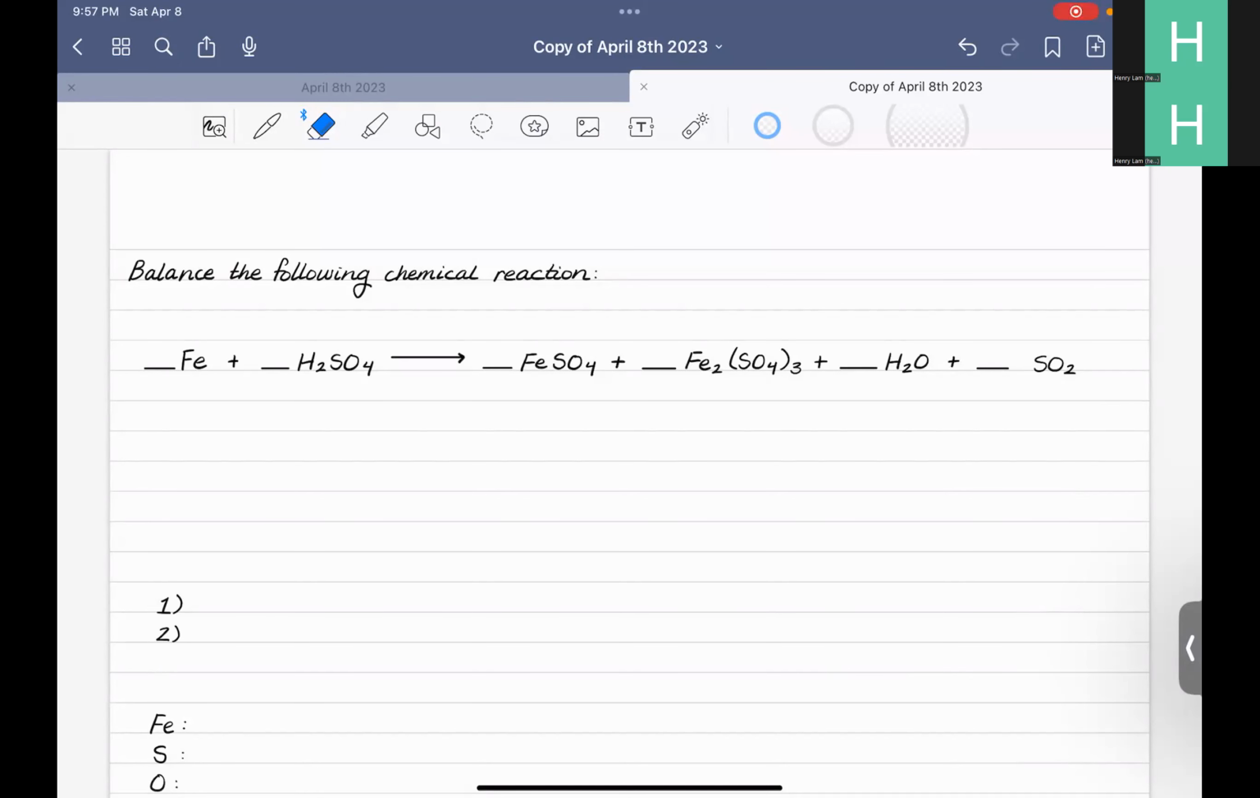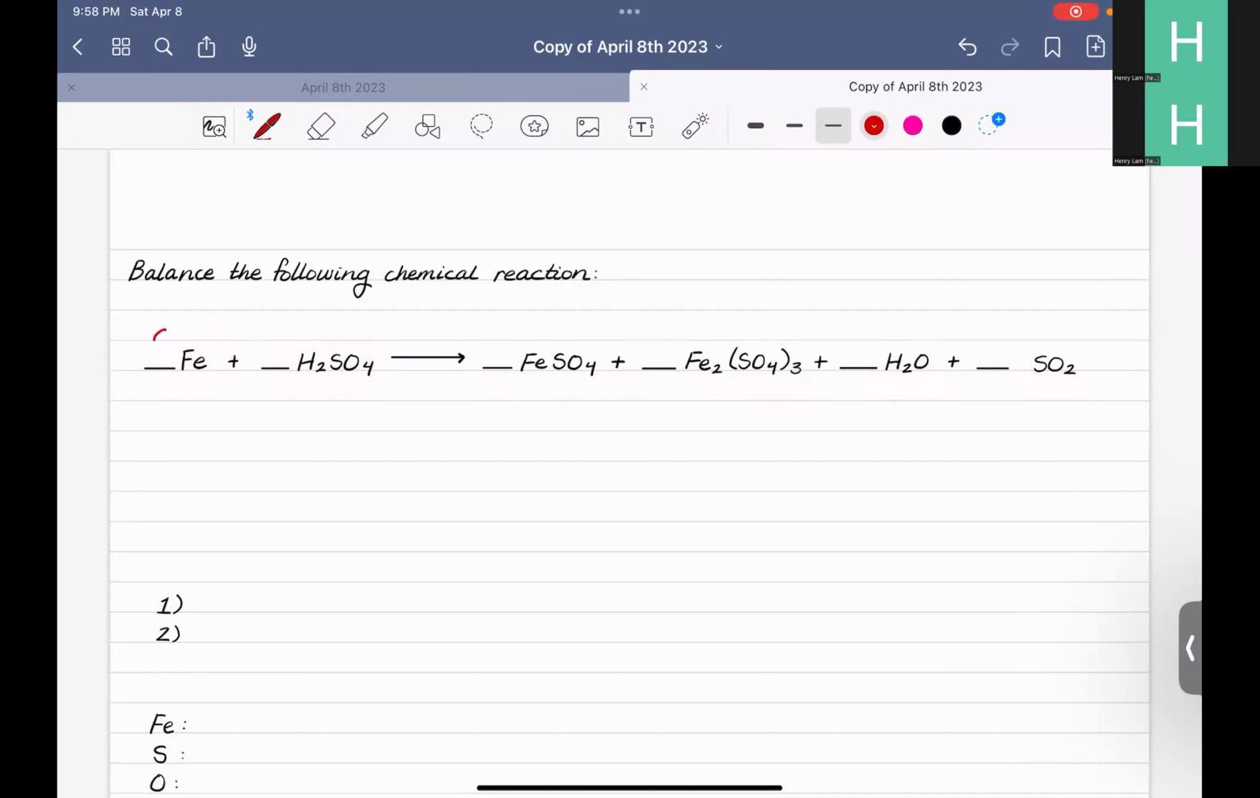Okay, so we're going to get started with balancing the following chemical reaction. We have iron reacting with sulfuric acid, which gives us some iron sulfates with water and sulfur dioxide. Now, the first thing you should always do using the algebraic method is to letter your molecules.